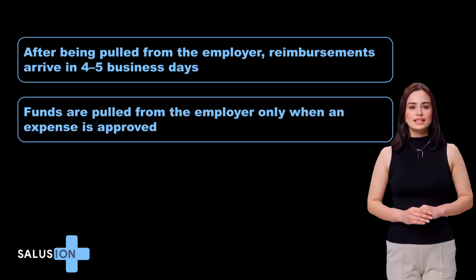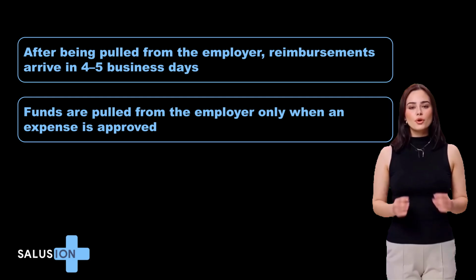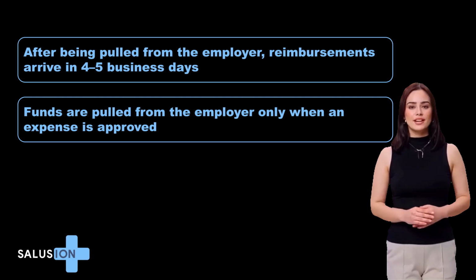Salusion only pulls money from the employer on an as-needed basis. Using the earlier example, if the allowance is $400 per month, we're not pulling $400 every month and holding onto it. We only pull funds when an expense is submitted and approved.